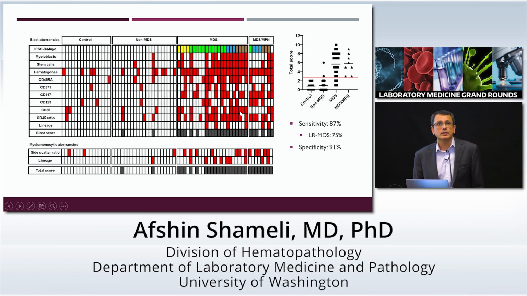Using this scoring system, as you can see, we could identify all cases of MDS-MPN and a significant number of MDS cases, with only 2 false positive cases in non-MDS cases, overall giving a sensitivity of 87% for the entire cohort of MDS and MDS-MPN, and a specificity of 91%. The sensitivity for lower risk MDS was 75%.